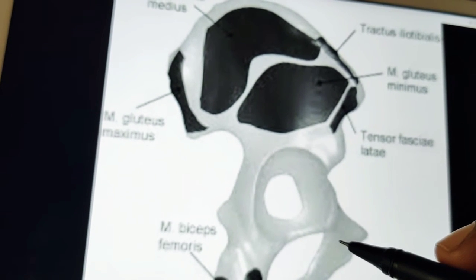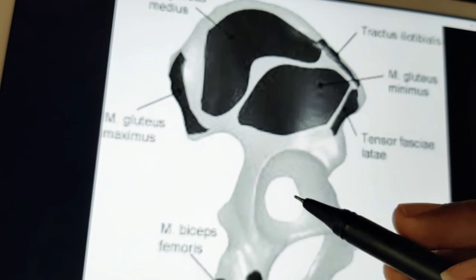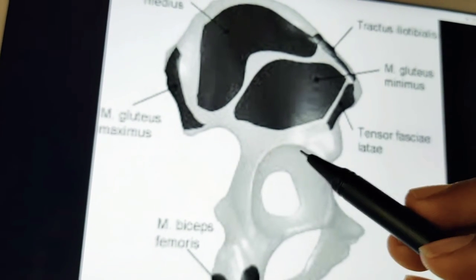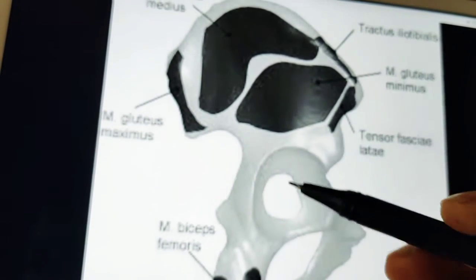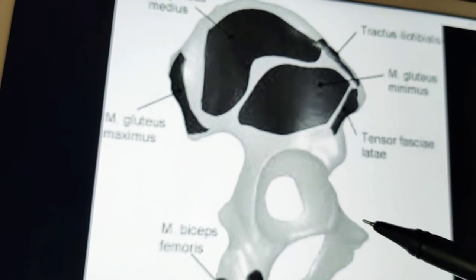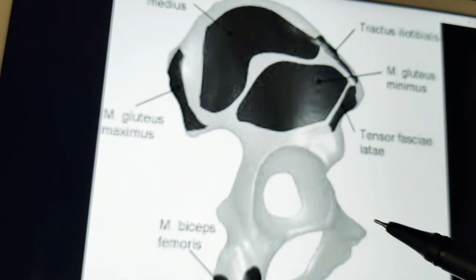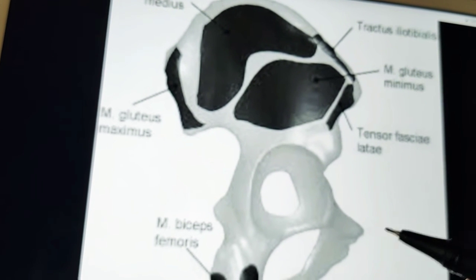The horseshoe-shaped articular surface, or lunate surface, is seen on the anterior, superior and posterior parts of the acetabulum. It is mainly lined by hyaline cartilage and articulates with the head of the femur to form the hip joint.